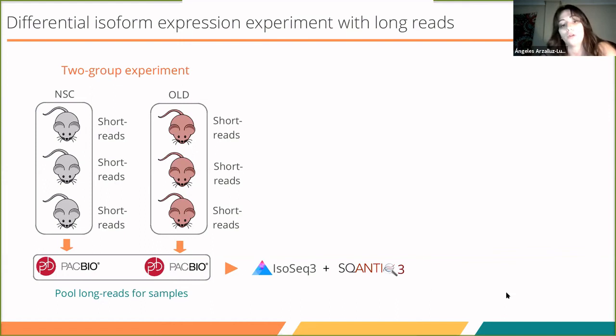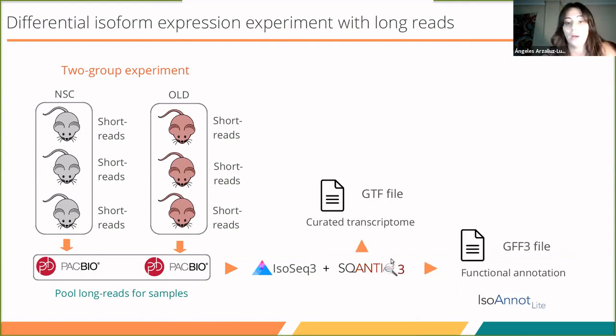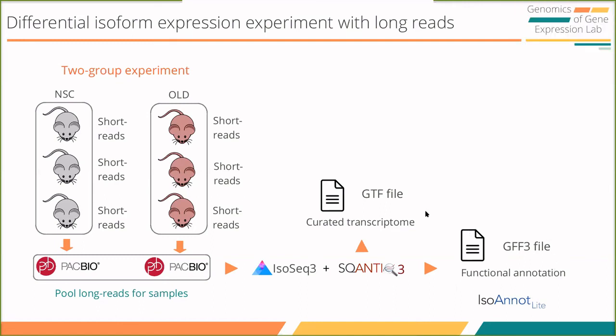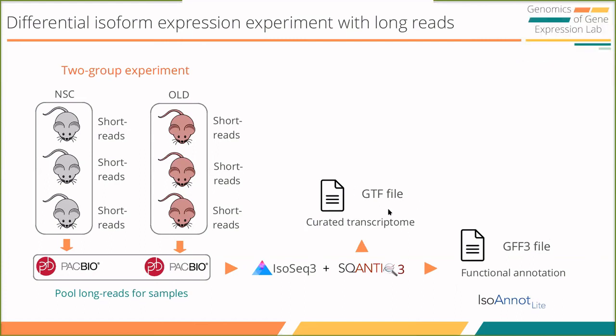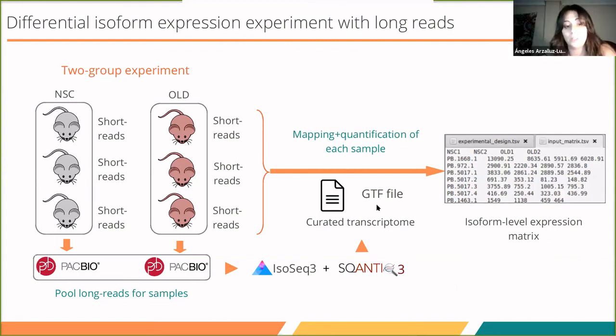Next, what we recommend is to pool long reads from both conditions prior to processing and then obtain a single transcriptome for your experiment using Iso-Seq and SQANTI3. Ultimately, Iso-Seq and SQANTI3, as you have seen before in this tutorial, will generate two outputs. The first is a GFF3 file containing the functional annotation for your isoforms if you use the isoAnnotLite option, and a filtered and curated GTF file, which is our experiment's transcriptome. Finally, short reads from each sample should be mapped to the genome using this GTF, and subsequent isoform level quantification must be performed. And this matrix that you get is the expression matrix that is required to create a project in tappAS. So this is what the overall design looks like.